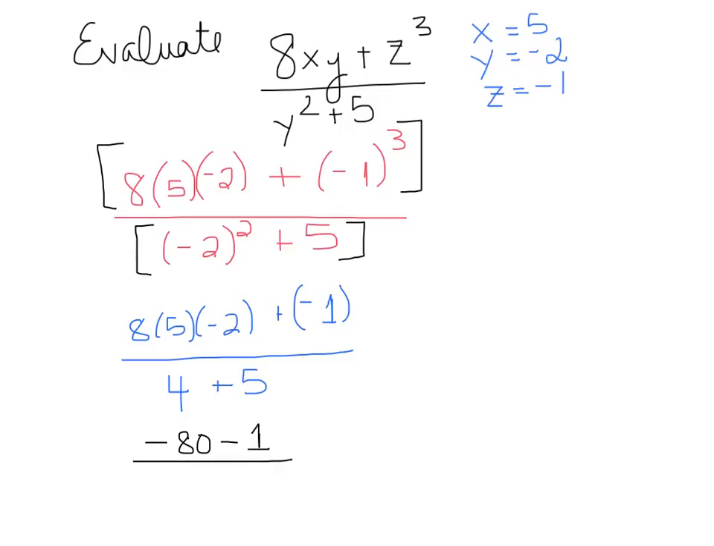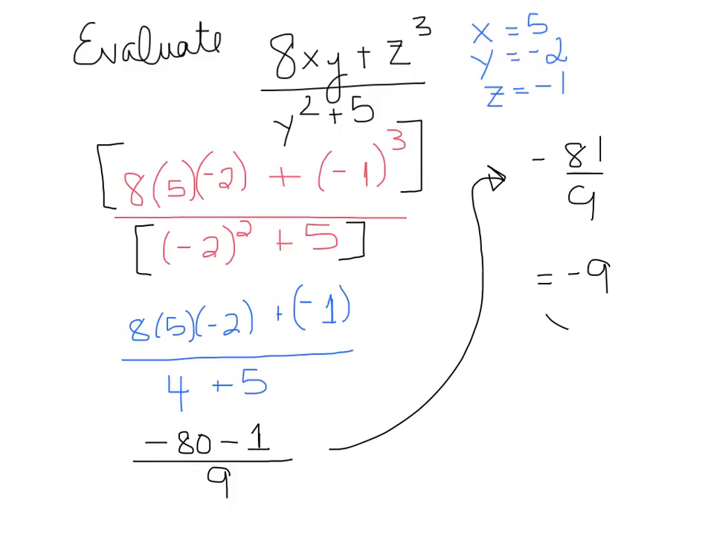And then I'll do what's on the bottom. 4 plus 5 is 9. So if I can, I'm going to go ahead and finish this problem over on the bottom. And now on the top I have to just add -81 over 9 and get my -9. There you have it.